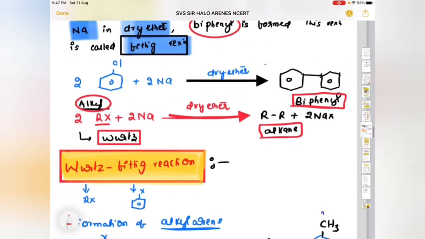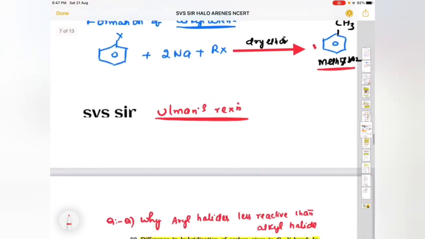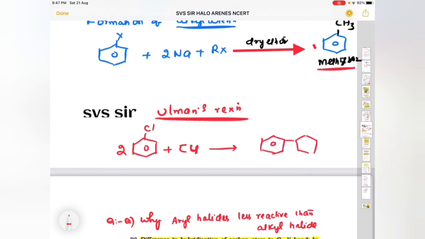And in Fittig reaction, let me discuss one more reaction called Ullmann's reaction. Named reactions are very important. Everything is the same. If you take 2 moles of chlorobenzene and react with copper metal, we are getting biphenyl. In presence of dry ether and copper metal, we are getting biphenyl. This reaction is called Ullmann's reaction.